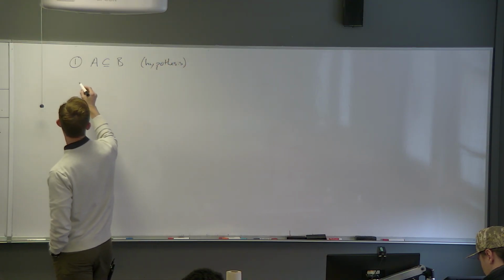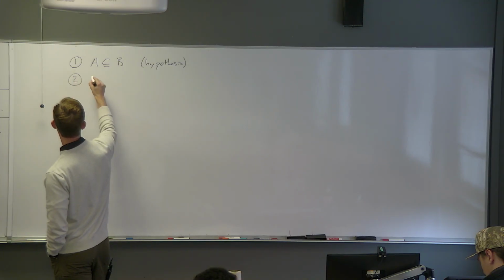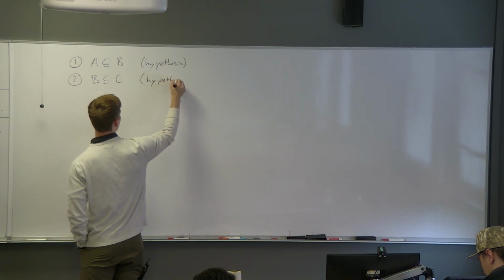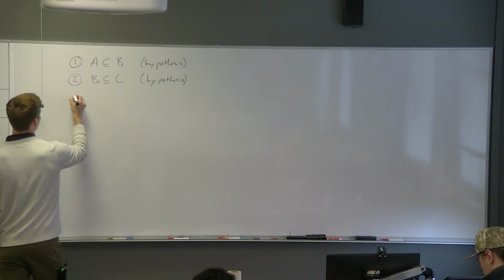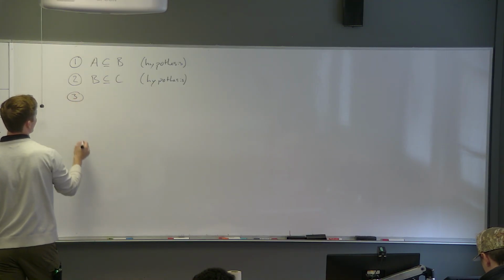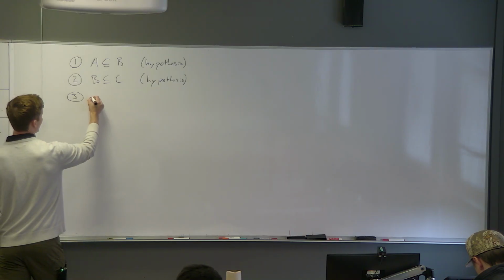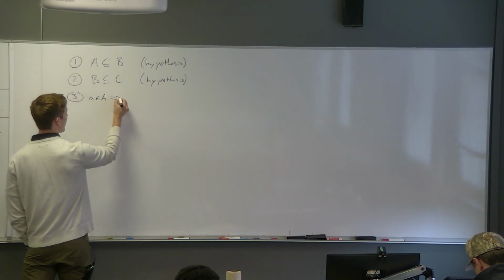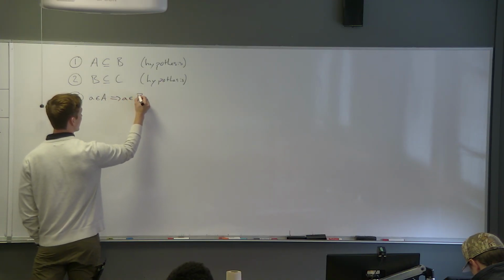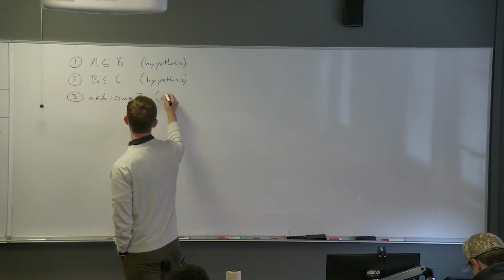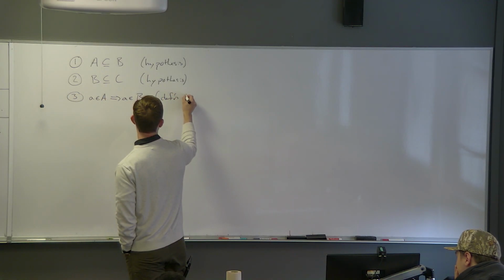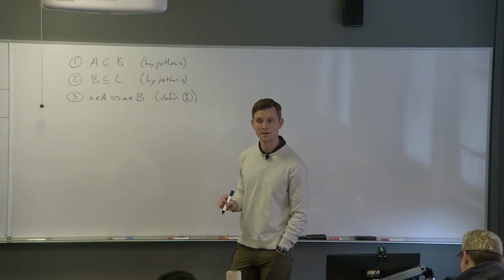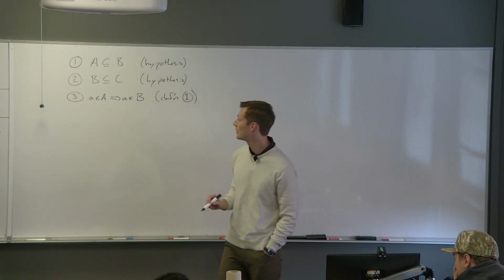One, A is contained in B, that's a hypothesis. Two, B is contained in C, it's a hypothesis. Three, taking some a in A implies that a is in B. This is the definition of 1. That's what it means for A to be contained in B. Yeah?